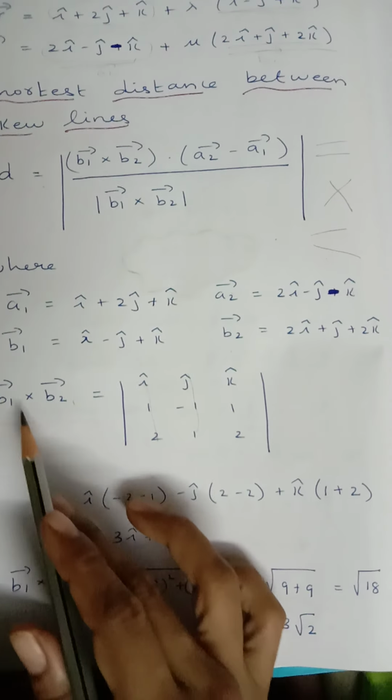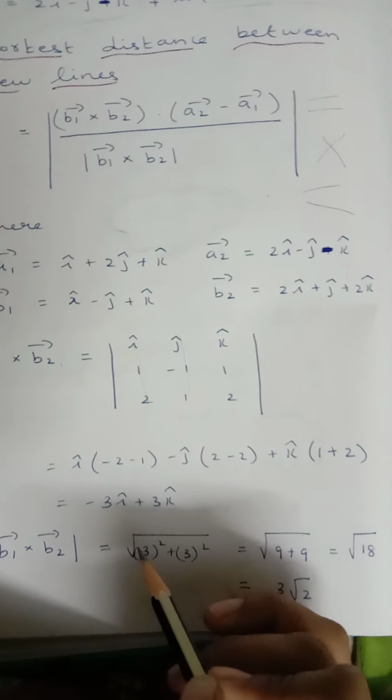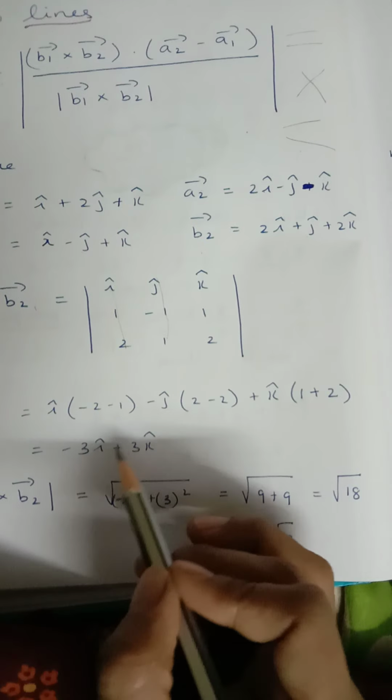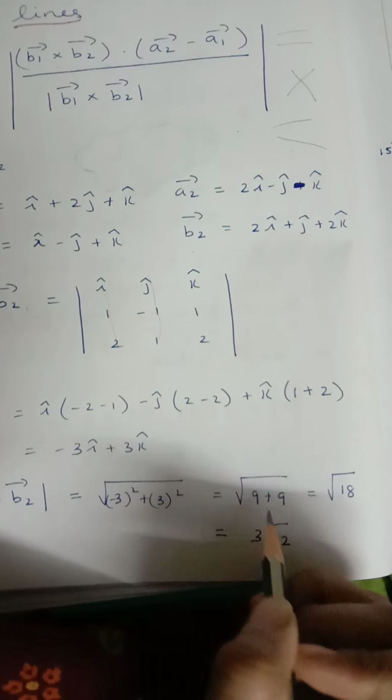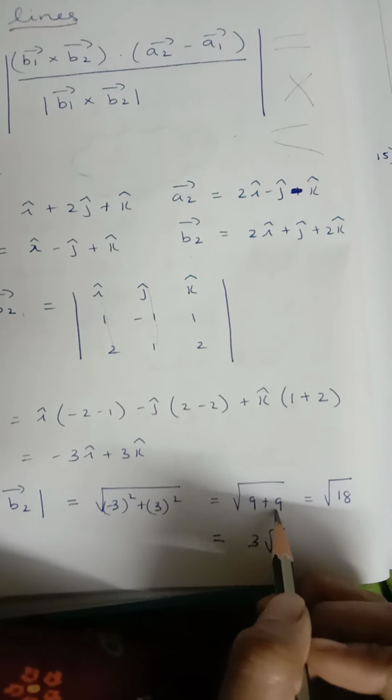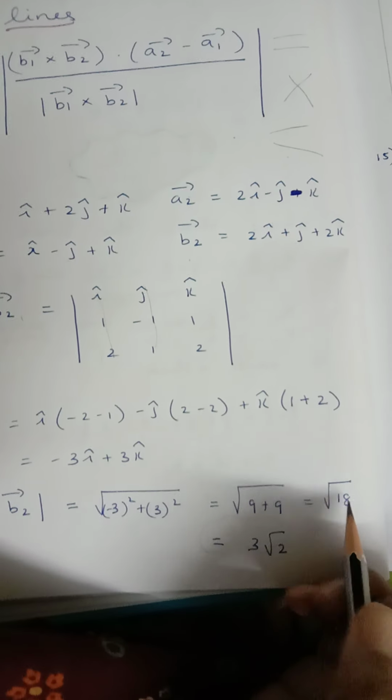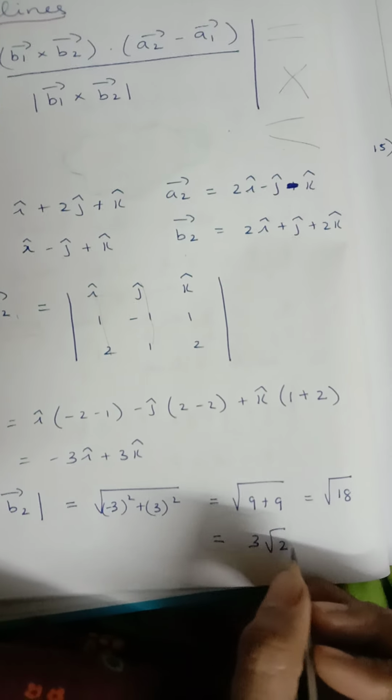Now I am going to find the magnitude of this. How will you find the magnitude? Root of 3 square plus 3 square, so root 9 plus 9, which is equal to root 18, so 3 root 2.